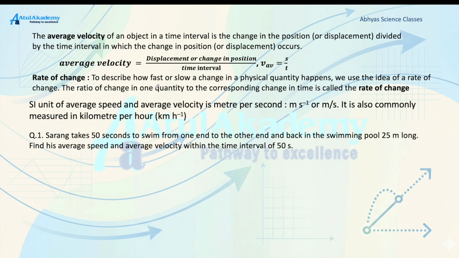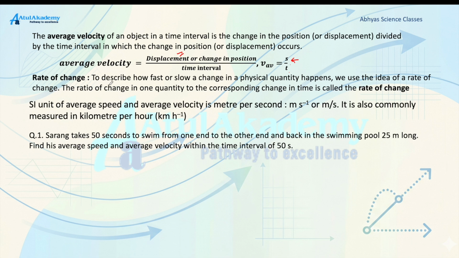Okay. Now, what is average velocity? Average velocity of an object in a time interval is the change in the position or displacement divided by the time interval in which the change in position occurs. So average velocity is displacement or change in position by time interval. Here S is not speed, students, it's displacement, which we represent by S by T.